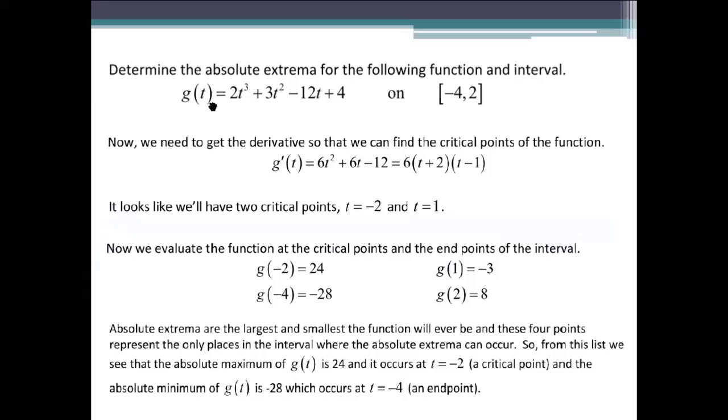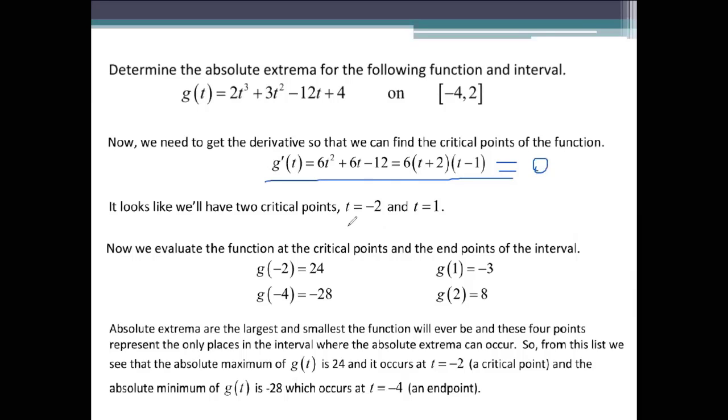So we have the following function g of t, and the interval -4 to 2. So firstly, what should we do? This is a continuous function. This is a polynomial function, that's why it's continuous. And now find the derivative to define the critical points of this function. The derivative of g is this one, and we can factorize it: 6 times (t plus 2) times (t minus 1). If we equate this to 0, we get 2 critical points, -2 and 1.